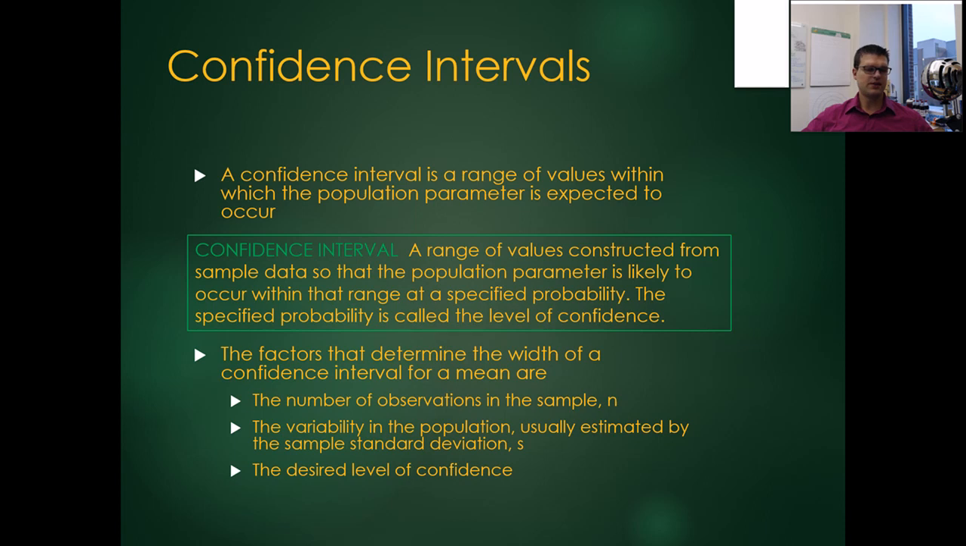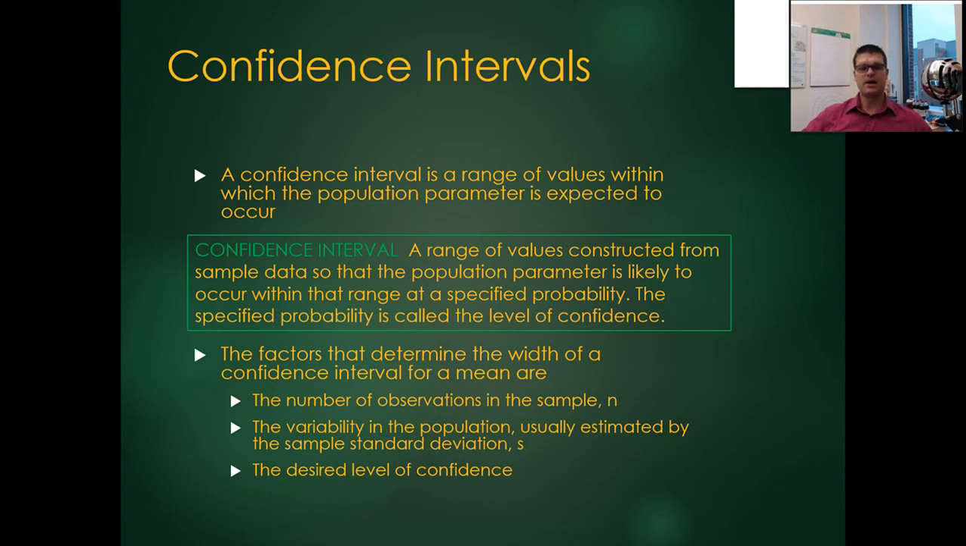So there's a few things that can influence the level of confidence that we have, or influence the width of the confidence interval. And that is, number one, the number of observations in the sample. Okay, so the greater number of observations that we have in the sample, the smaller the confidence interval is going to be, which is a very good thing. Okay, so we want to have increased confidence without sacrificing anything else. One of the ways to increase confidence without sacrificing anything else is to increase the number in the sample.